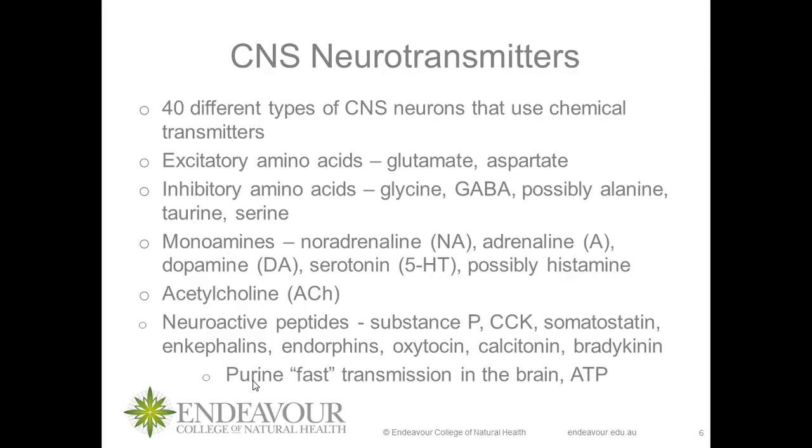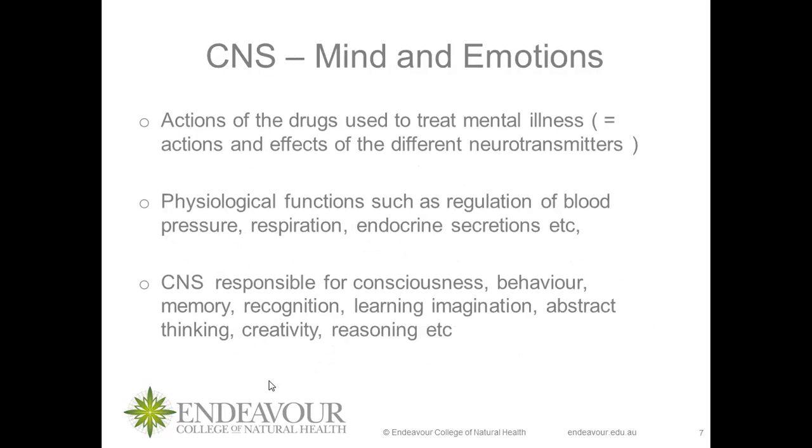We're going to be particularly interested in substance P, enkephalins, endorphins, and bradykinin because they're involved in pain transmission, modulation, and therefore perception. But as you can see from the list, there are many bioactive peptides that furthermore we can say are neuroactive, work in the CNS, so cholecystokinin, somatostatin, oxytocin, and calcitonin. Purines are also neurotransmitters, adenosine triphosphate being a good example of a purine. These are possibly involved in fast transmission in the brain.